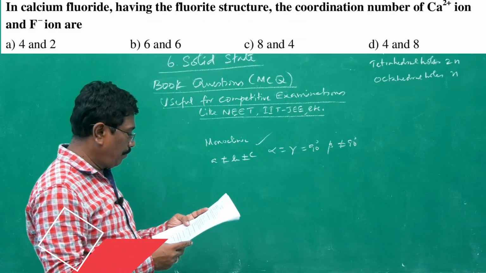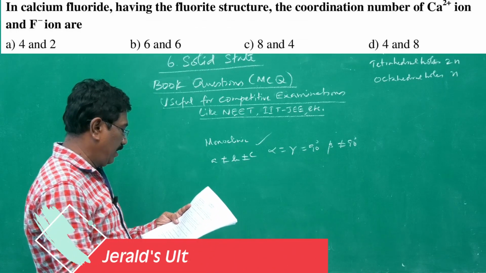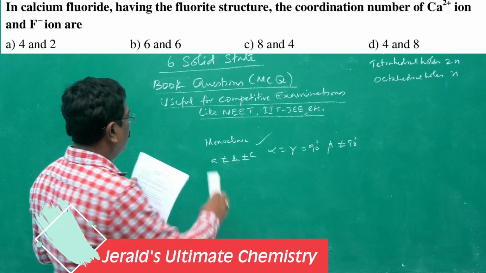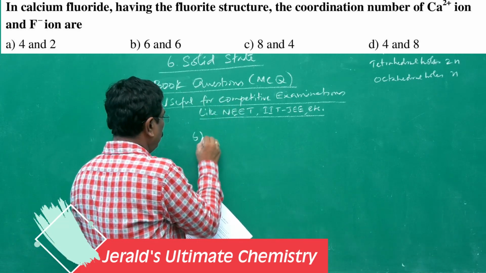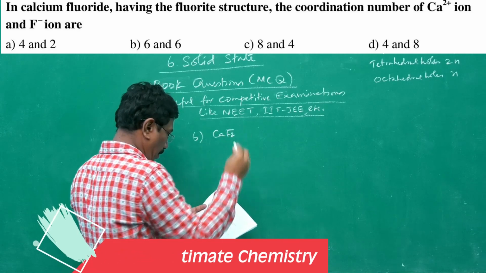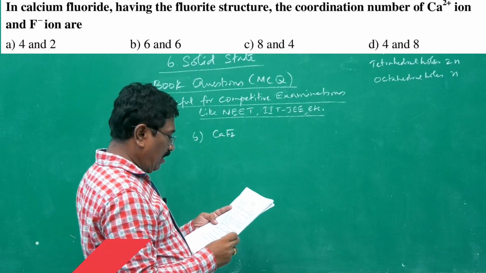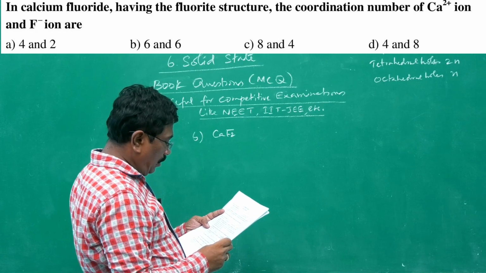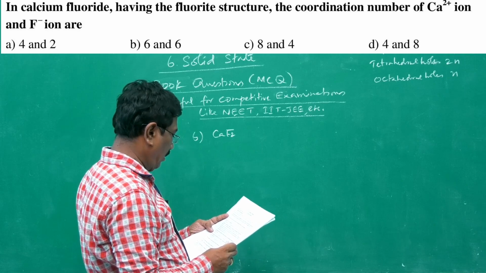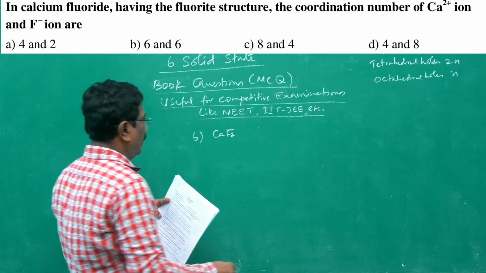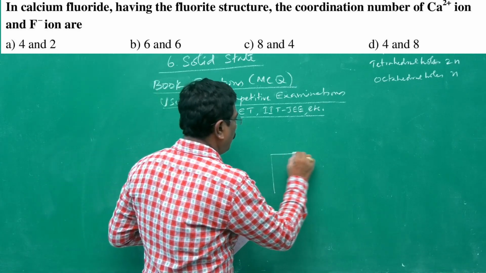Then sixth question, in a calcium fluoride CaF2 having fluorite structure, the coordination number of calcium 2 plus ion and F minus ion are asked. So actually calcium fluoride will be forming like this.